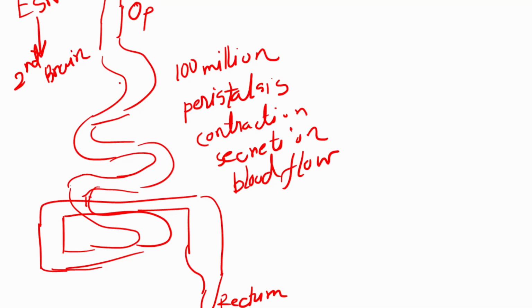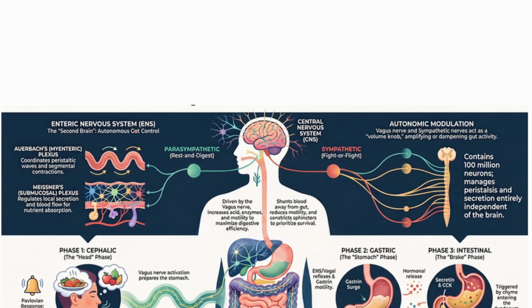And just as a recap, we can remind ourselves that the ENS is organized into two plexuses. The first one is Auerbach's, or myenteric plexus, which sits between the inner circular and outer longitudinal muscle layers of the muscularis externa. It primarily controls smooth muscle activity, meaning it coordinates the peristaltic waves and segmental contractions that propel and mix gut contents. Meissner's plexus, formerly the submucosal plexus, lies in the submucosa and primarily regulates secretion and blood flow.